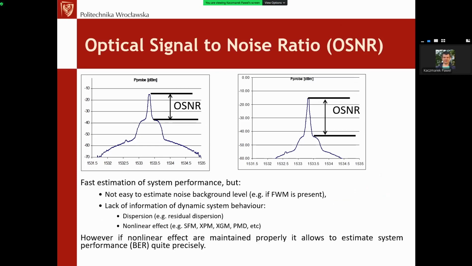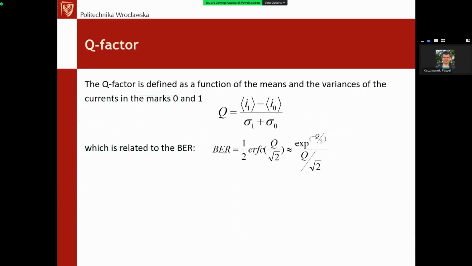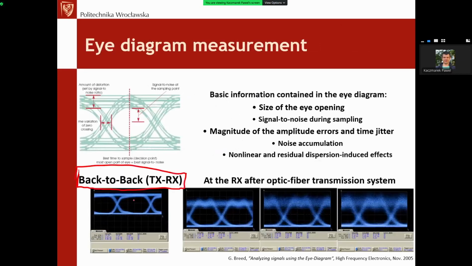In the case where we can expect some dispersion or nonlinear effects, some dynamical measurement needs to be taken, and the eye diagram I think is one of the most obvious methods to determine the properties of a transmission through some link. We are measuring two things. The first measurement always is the so-called back-to-back measurement. We are simply connecting the transmitter with the receiver, and we are observing the properties of the transmitter and receiver themselves without any transmission line between them.